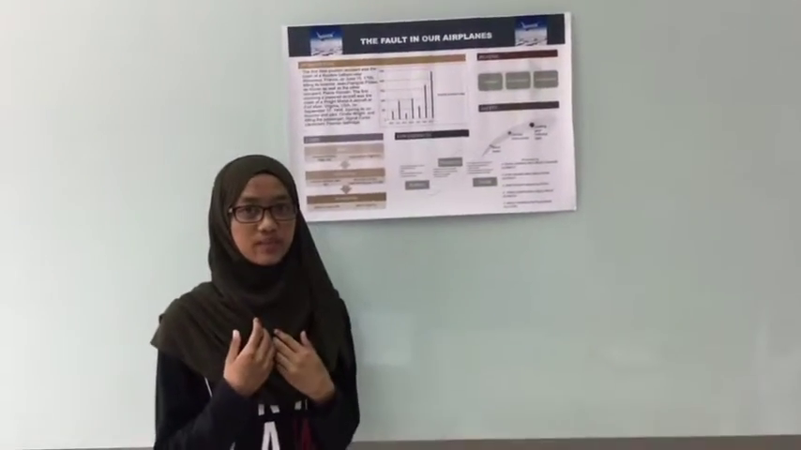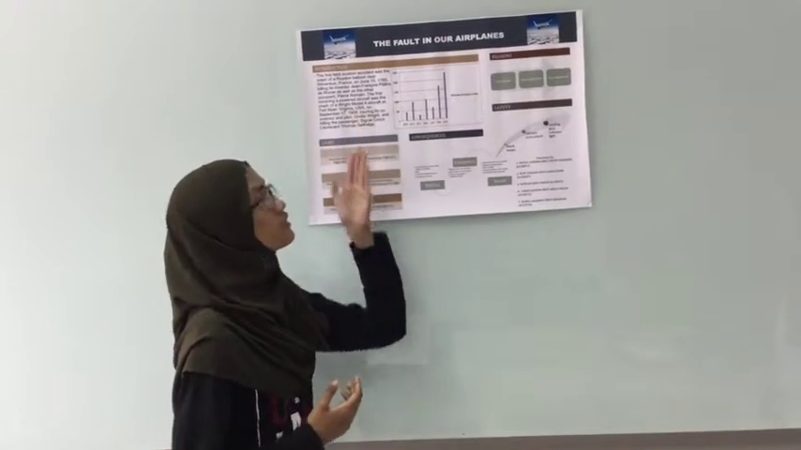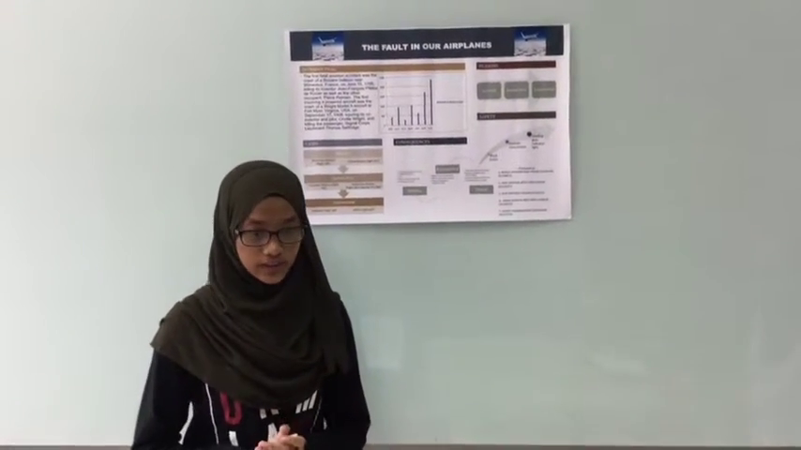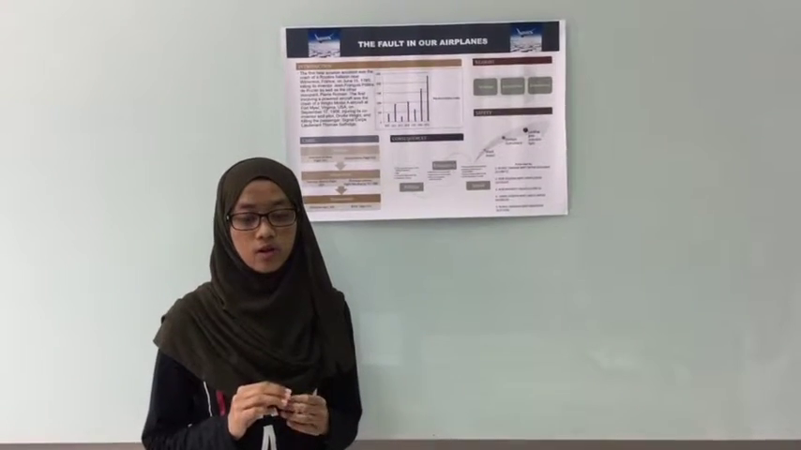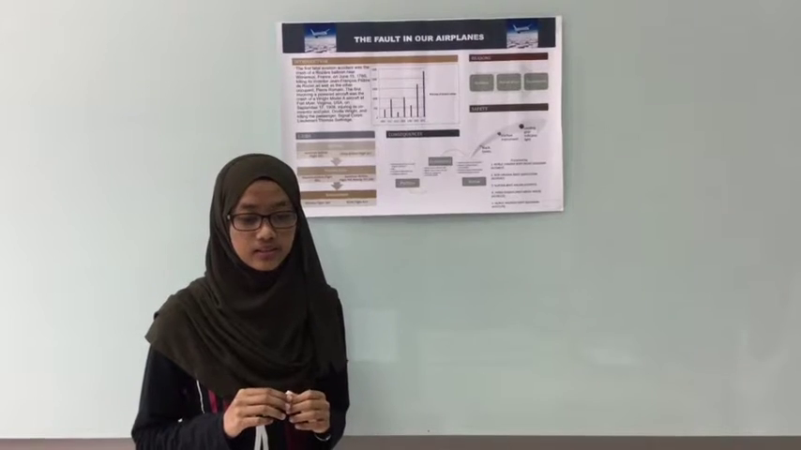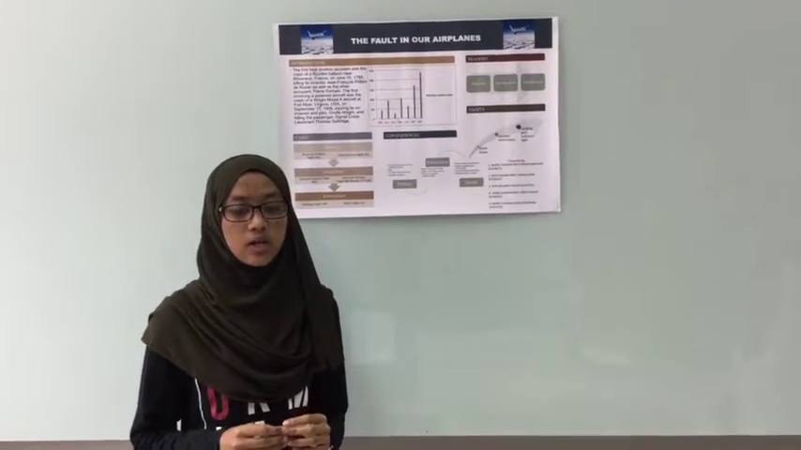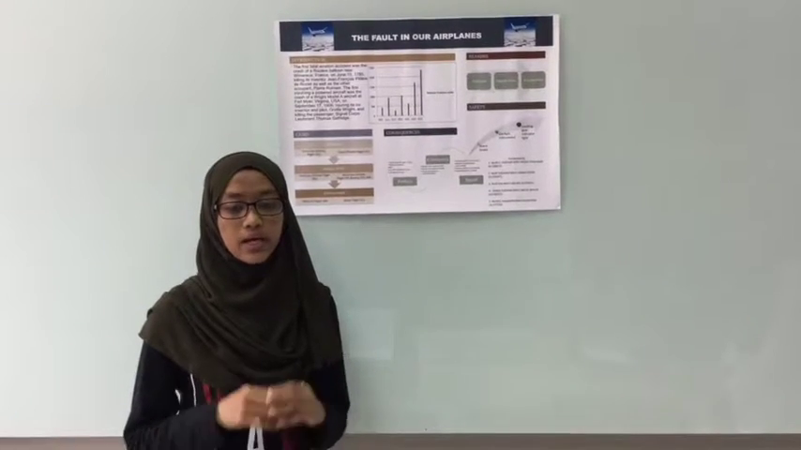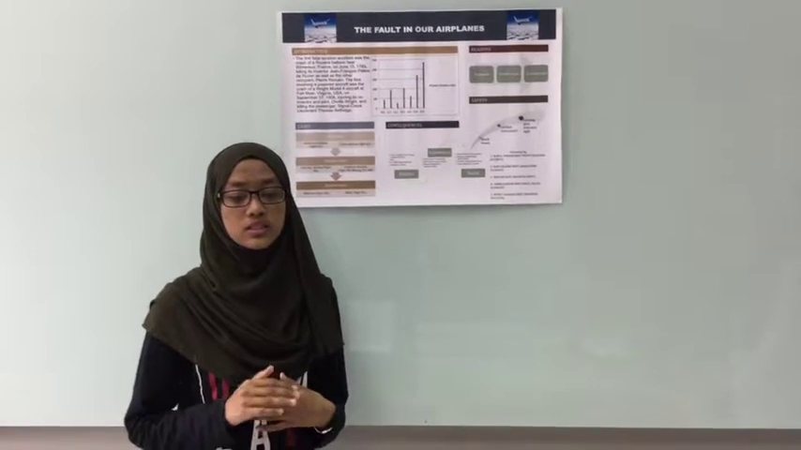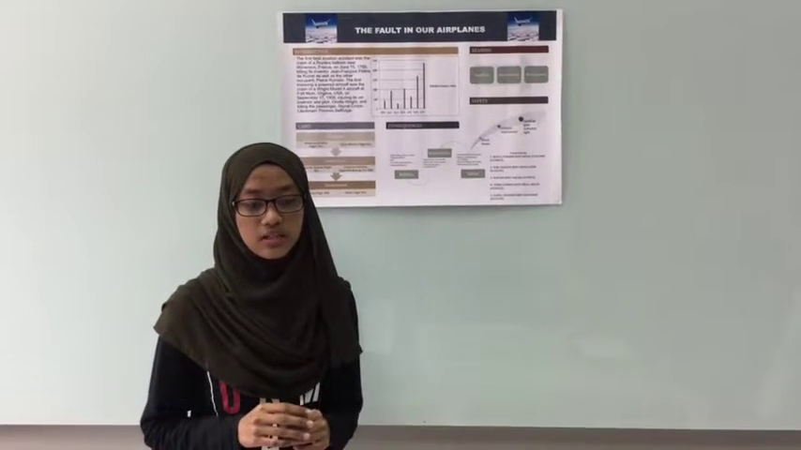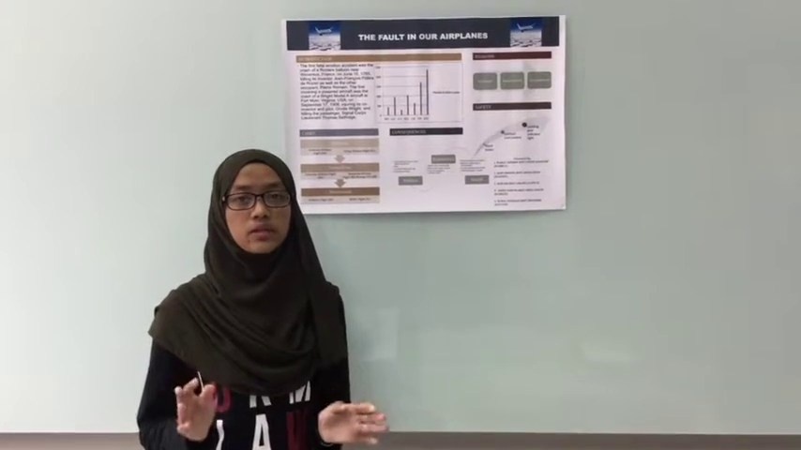So my name is Hani Suraya binti Abdul Malik and I will talk about the introduction of the poster The Fault in Our Airplanes. For the introduction, an aviation accident is defined by the Convention of International Civil Aviation, Annex 13, as the occurrence associated with the operation of an aircraft, which takes place between the time any person boards the aircraft, where a person is fatally or seriously injured, the aircraft sustains damage or structural failure, or the aircraft is missing or completely inaccessible.